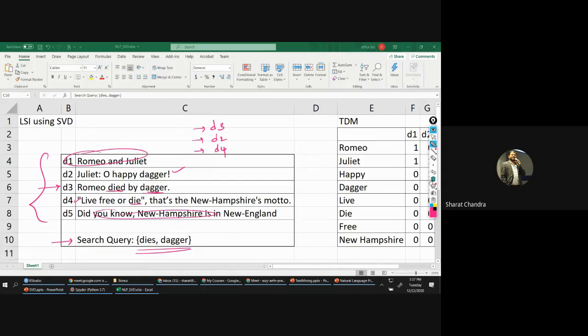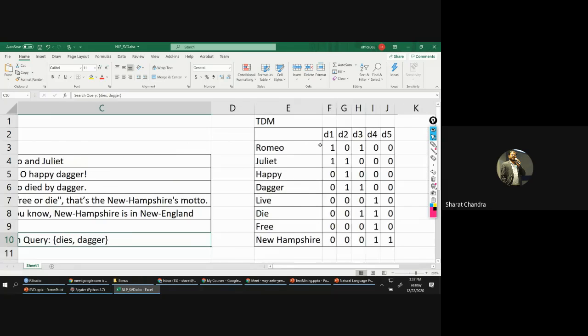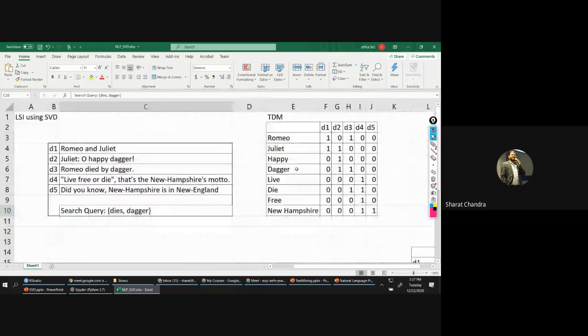But we are using LSI, right? So we apply SVD to decompose that particular DTM or TDM and then give indexing query value to the terms. So on this particular document, if I have 5 different documents, I would take TDM on top of that.